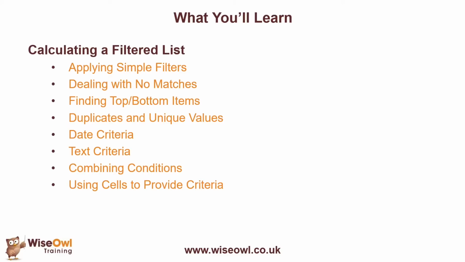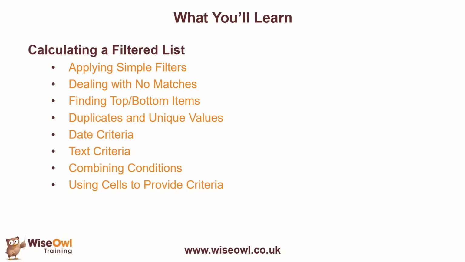We'll then look at employing aggregate and rank functions so that you can find the top and bottom items in a list, and also show you how you can find duplicate and unique values in a list. We'll explain how to write criteria involving dates and involving text, including how to find wildcard patterns, such as begins with, ends with, and contains text.